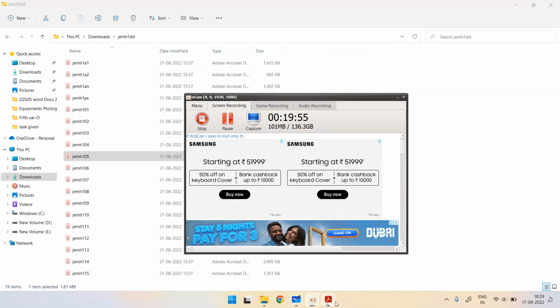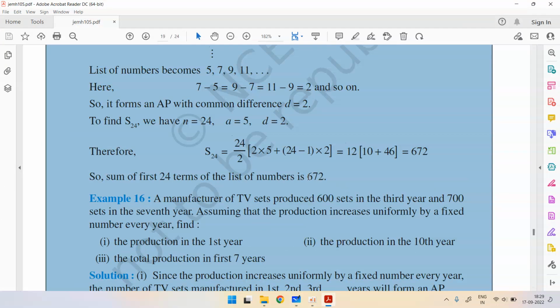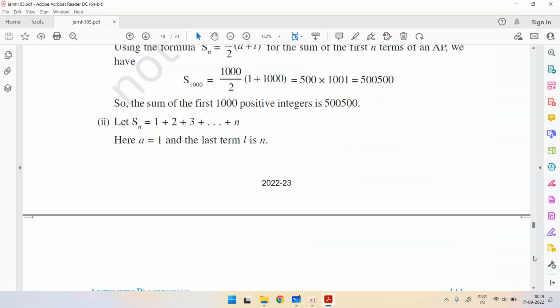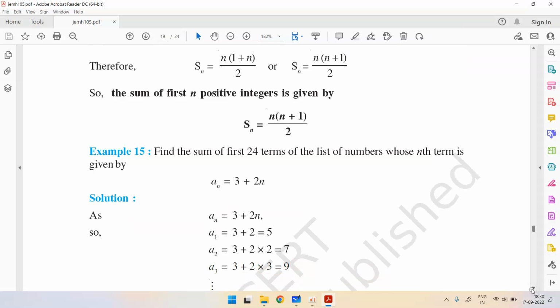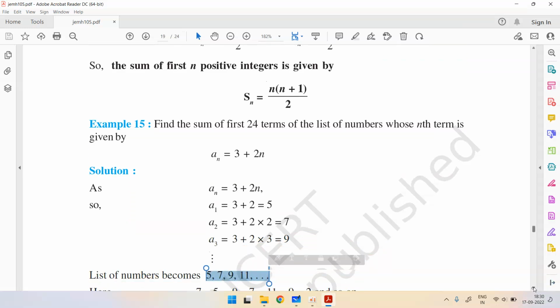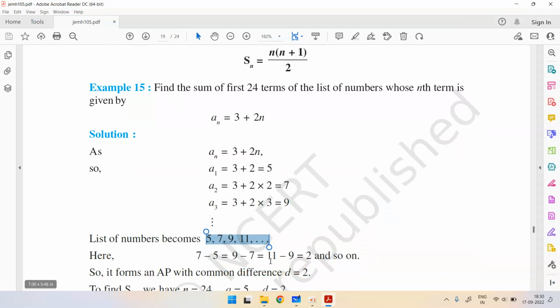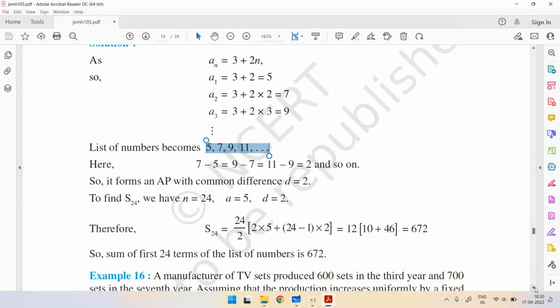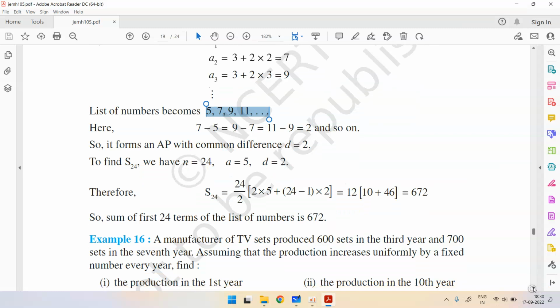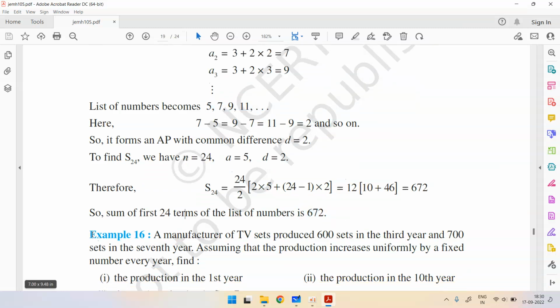Now if you see this, 672 is the answer. What they have done is they have first written down the series, and from this they have compared the list of numbers, and from this they have inferred that the common difference is the same, so it will form an AP with common difference D. So A is this and D value is this, and comparing with n equal to 24, they have logically substituted the values. They get the same answer, 672.